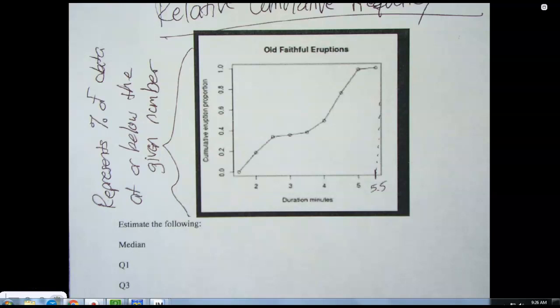Approximately what percent of the eruptions are 2 minutes or less? What would that be? 20%-ish, right? So 2 is like here, and maybe it's somewhere close to that. Does that make sense how to read it in that direction?